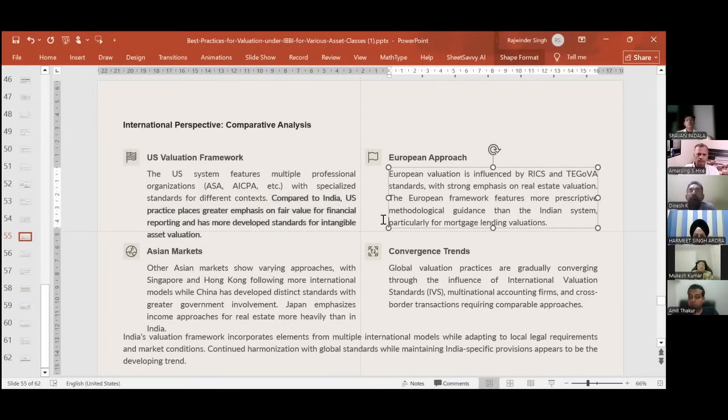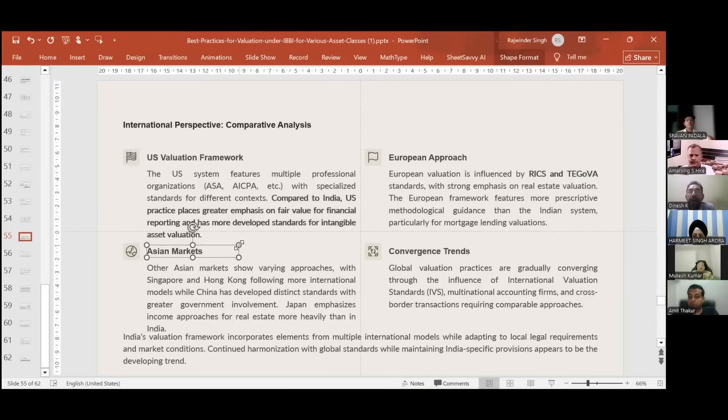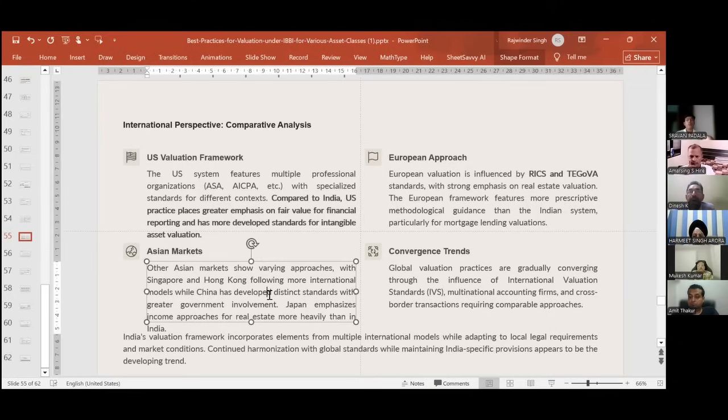As far as the European approach is concerned, European valuation is influenced by RICS and TEGoVA standards with strong emphasis on real estate valuation. The European framework features more prescriptive methodological guidance than the Indian system, particularly for mortgage lending valuations. As far as Asian markets are concerned, they show varying approaches, with Singapore and Hong Kong following more international models, while China has developed distinct standards with greater government involvement. Japan emphasizes income approaches for real estate more heavily than India.